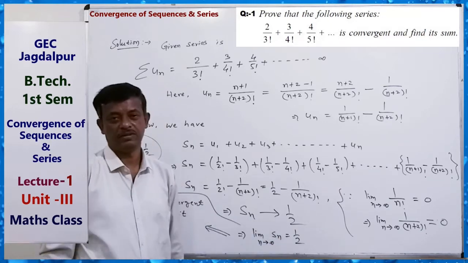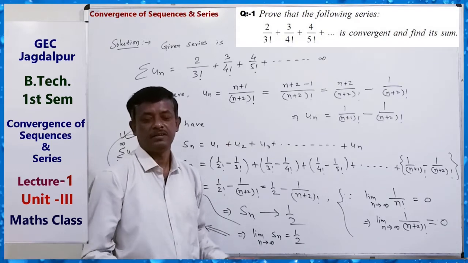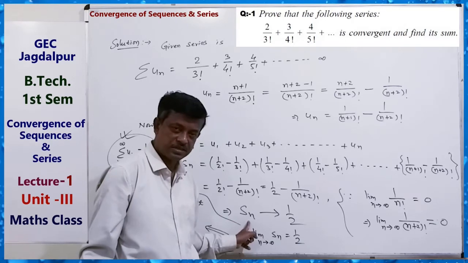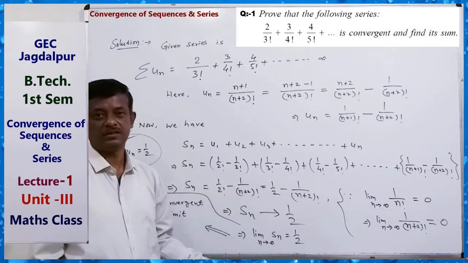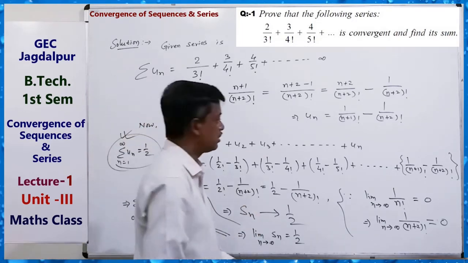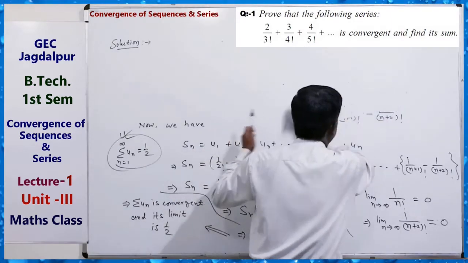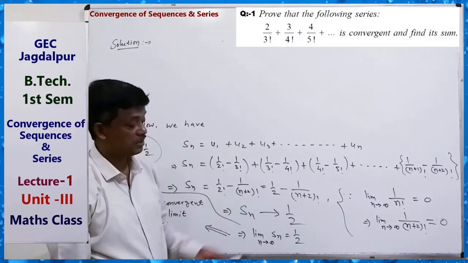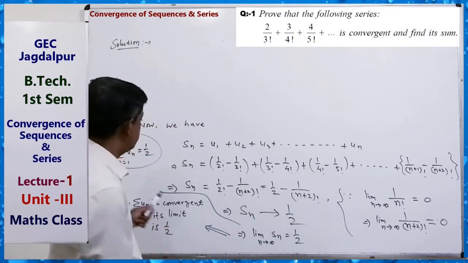Sn tending to half. So by using these different methods, we can test for convergence or divergence of the sequence of partial sums. On the basis of this, we can declare the series is convergent or divergent. And if the limit is finite, then that is the sum of the series. Here we use this special type of limit, and this list of special limits you should always remember.